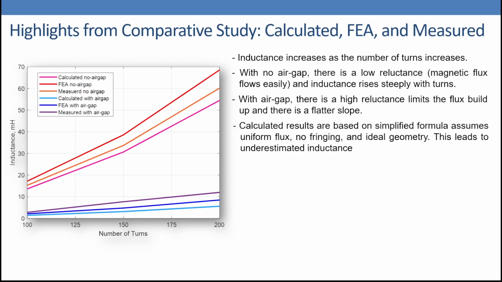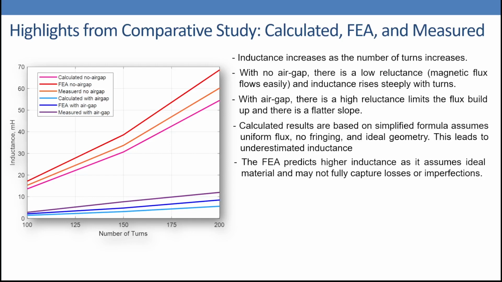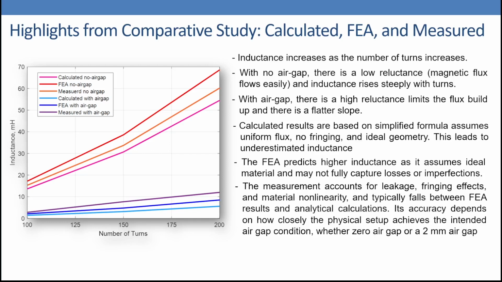Calculated results are based on the simplified formula L equals N squared over reluctance and assume uniform flux, no fringing, and ideal geometry. This leads to underestimated inductance. The finite element analysis predicts higher inductance as it assumes ideal material and may not fully capture losses or imperfections. Regarding the measurement, it accounts for leakage, fringing, and material nonlinearity, and typically lies between the finite element analysis and calculations.